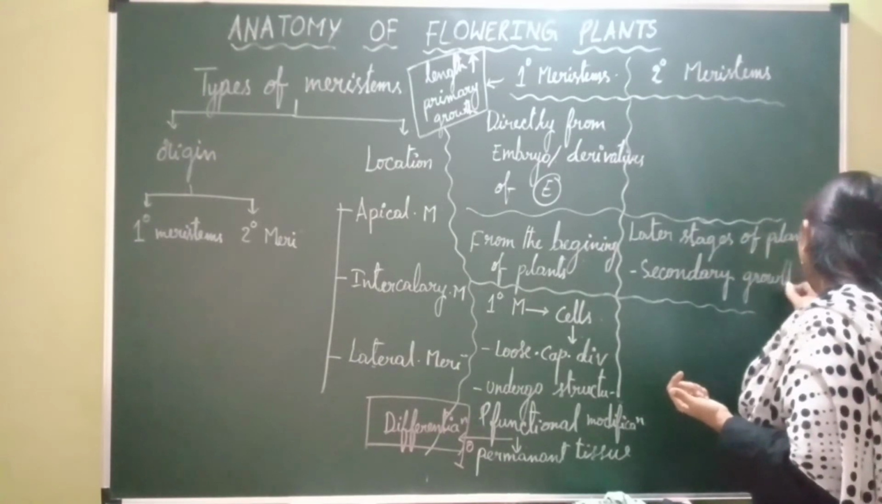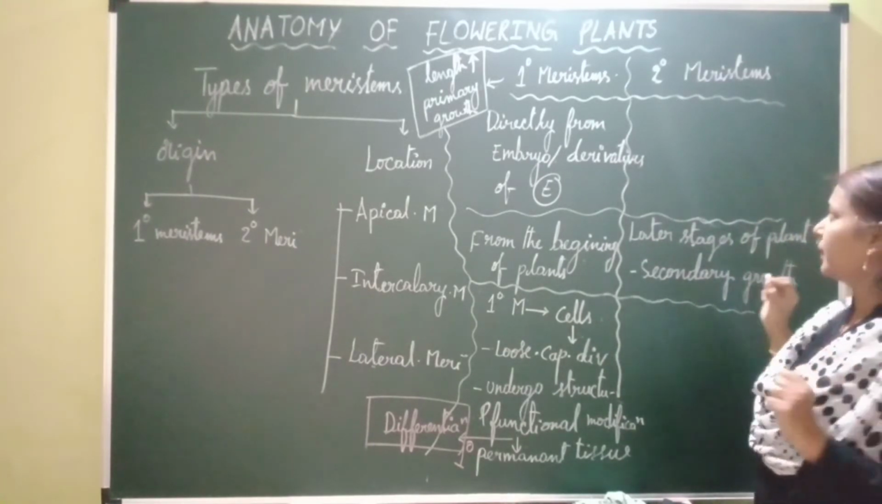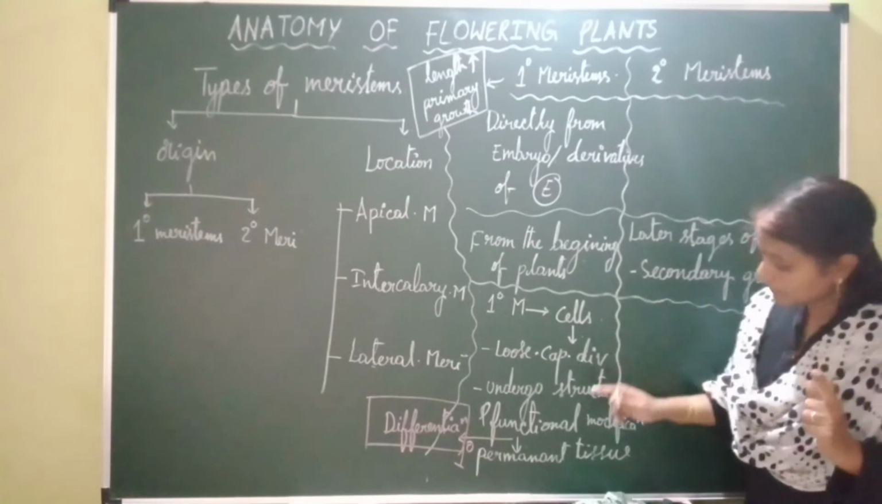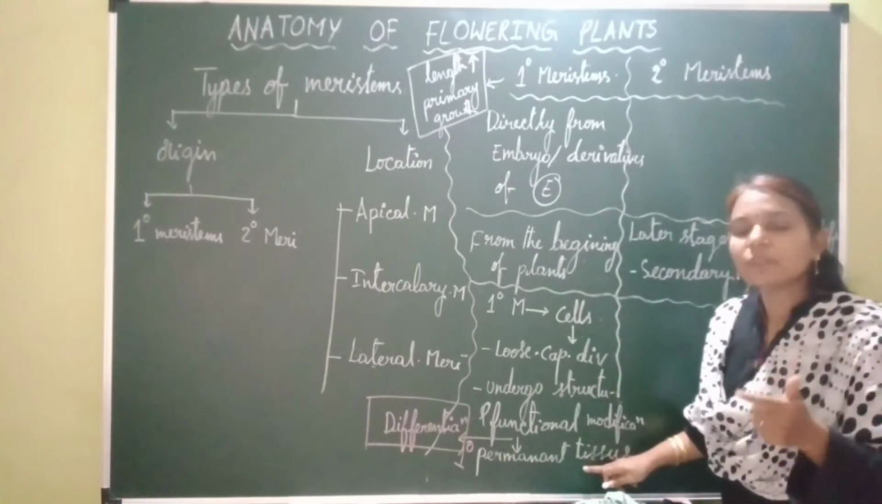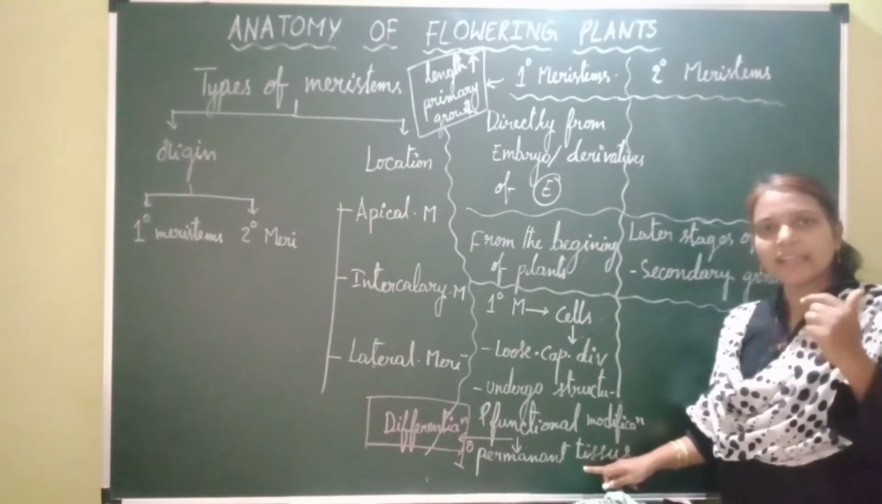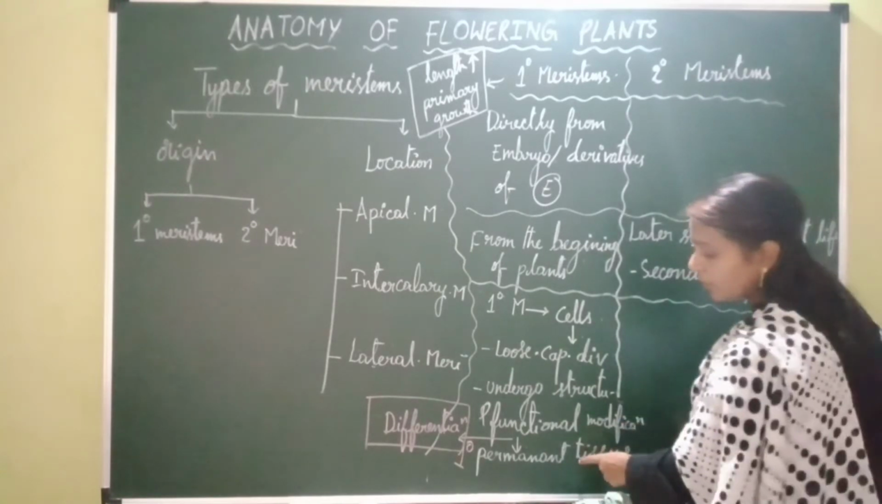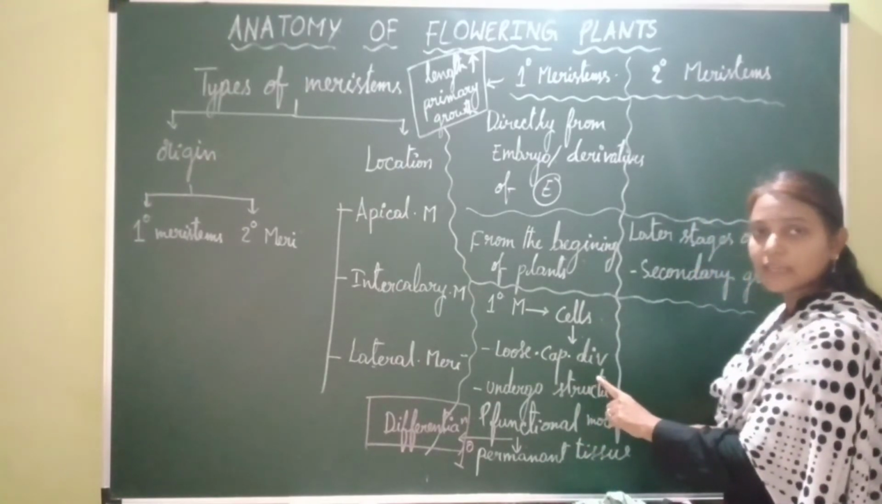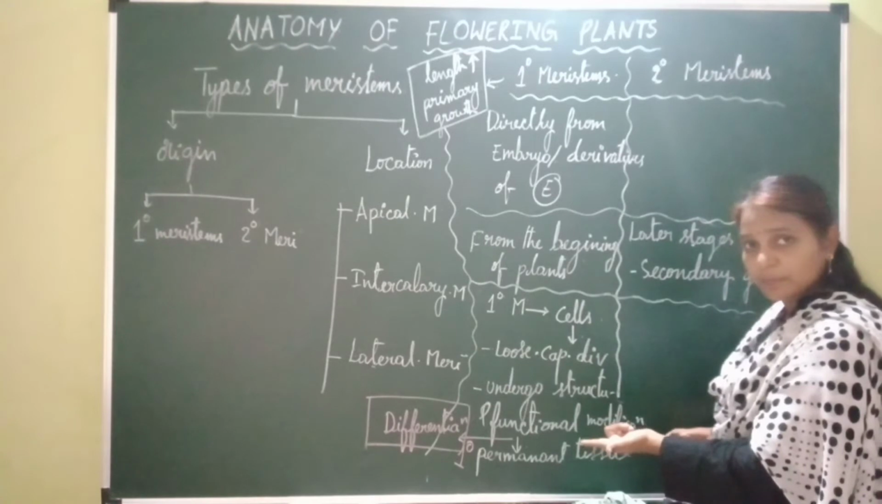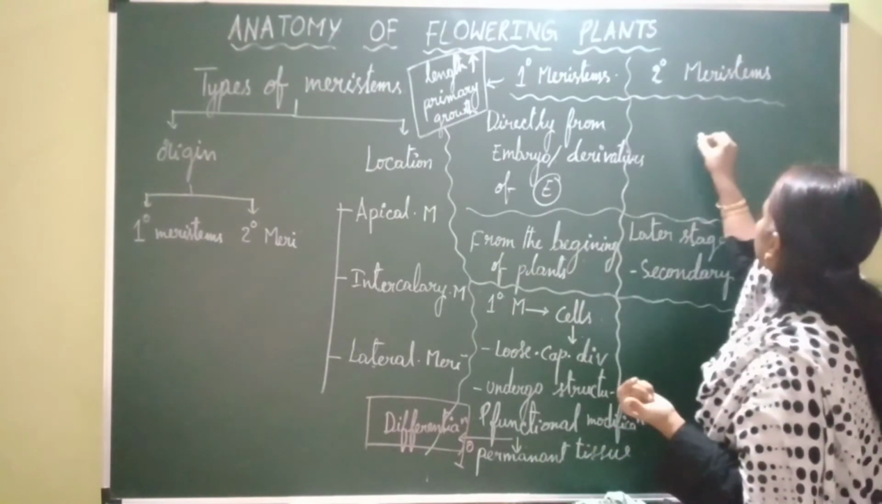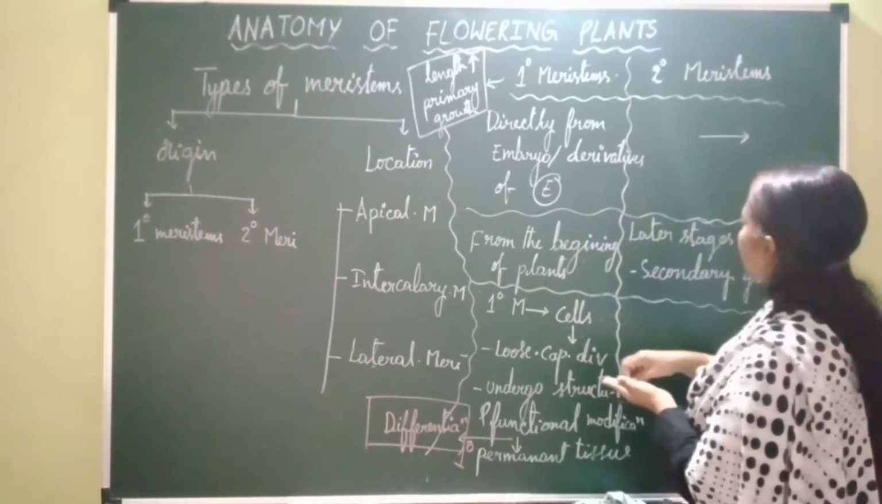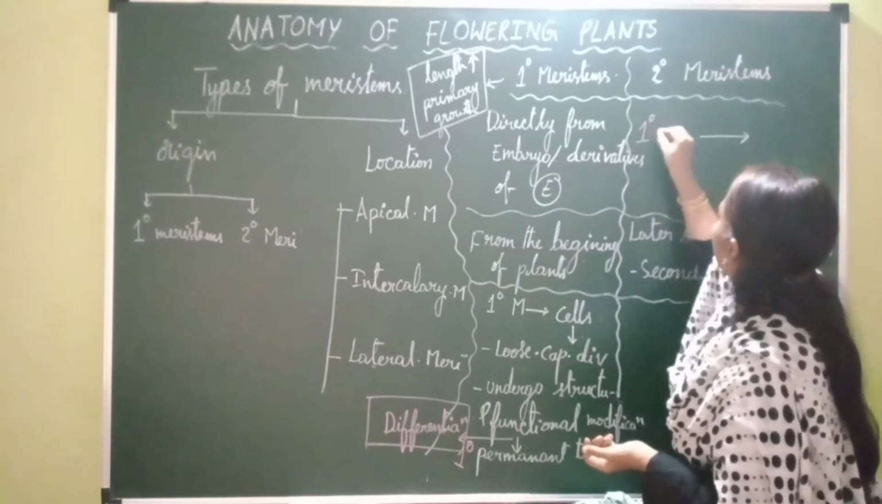Okay, now let's see how these secondary meristems are formed. Primary permanent tissues are formed by losing the capacity of cell division. Now, some of these primary permanent tissues regain the capacity of cell division. So, this is primary permanent tissue.